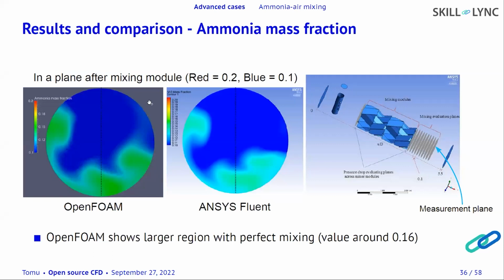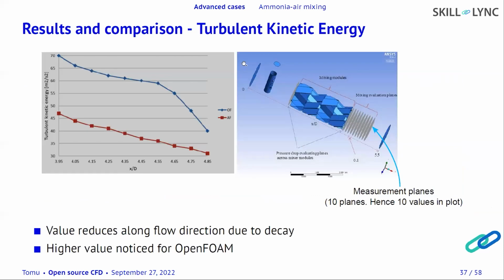Now here we can see the turbulent kinetic energy plot. There are 10 points on this plot. Each point represents a single plane in the diagram shown on the right. The turbulent kinetic energy value at a single plane is evaluated, and then similarly we find the values at 10 different planes and plot them. You can see there are some differences.